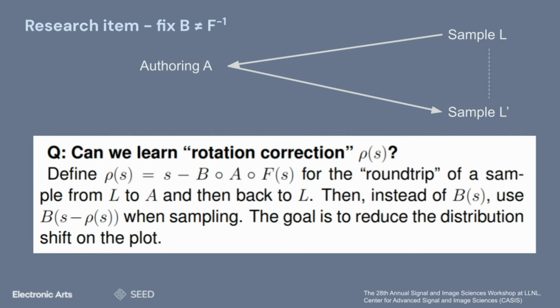Nevertheless, we can ask a question. If we start in latent space with a sample L converted to authoring parameters and then recover a new sample L' from those authoring parameters by rendering and computing embeddings, we will find some distance between sample L and L'. What if we can learn a rotation that brings sample L' into the location of sample L? Then we can compensate for the loss of dissimilarity when we map from latent to authoring space. This is one of the items of our future work.